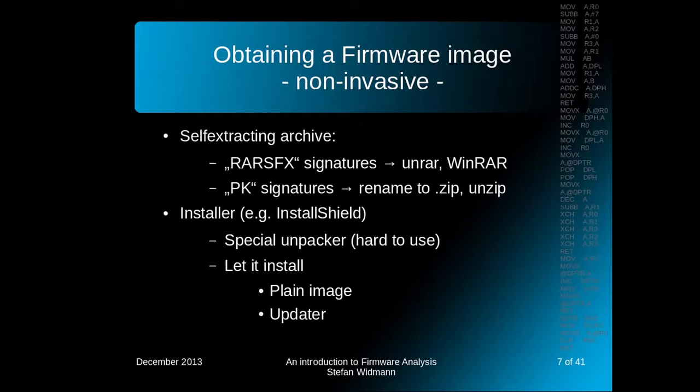Let's go a little bit into detail. If it is a self-extracting archive, search for signatures like RAR SFX or PK. You can unpack them. For example, if you just rename a PK-containing file to .zip, you can unzip it. If it is an installer, like InstallShield, there are special unpackers. But the problem is they are very hard to use. They are extremely version specific, so it might work or might not. So the best way is to just let it install and search in the installed files for a plain image or an updater.